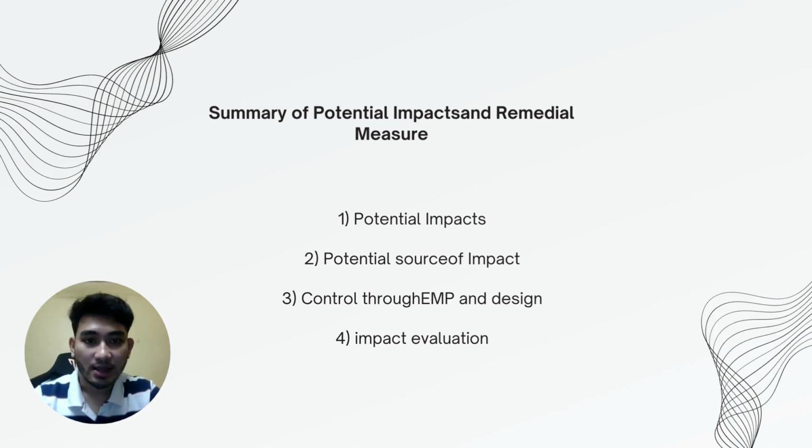For land environment, the first potential impact is soil contamination. The potential source of impact is disposal of construction debris. Control through EMP and design is according to the strategy for the management of construction waste. Construction debris will be collected and utilized in an appropriate manner on the site. For impact evaluation, because any waste that is generated will be recycled for use in building activities, the impact will be localized.